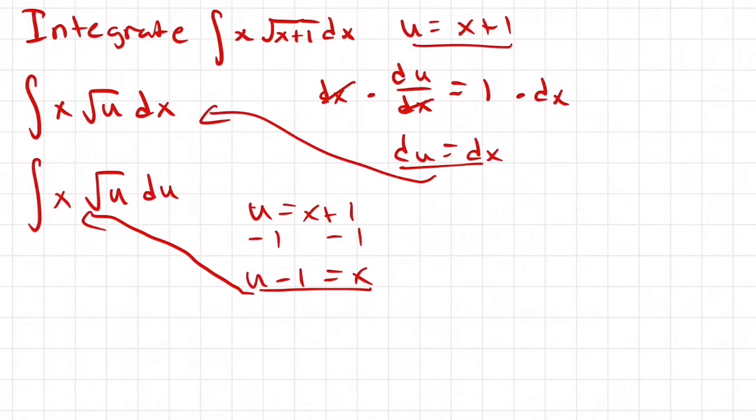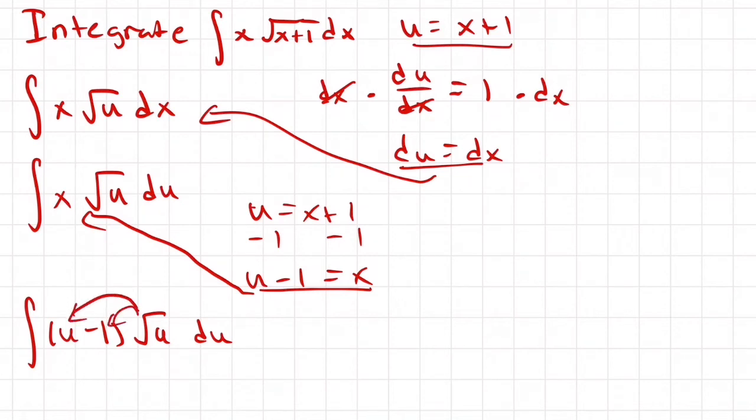And what we should get is our new integral is going to be the integral of u minus 1 being multiplied by a radical u, and this is all going to be integrated with respect to u. I'm just going to simplify this using algebra. I'm going to be distributing radical u into the parentheses.